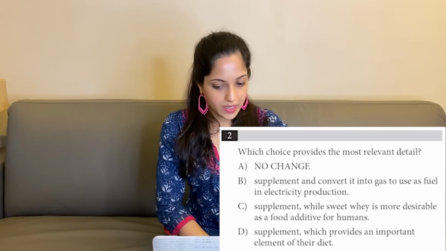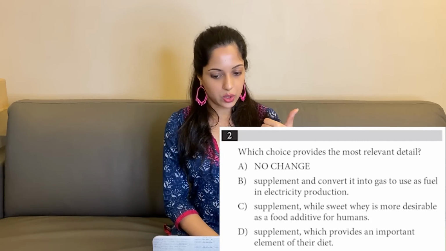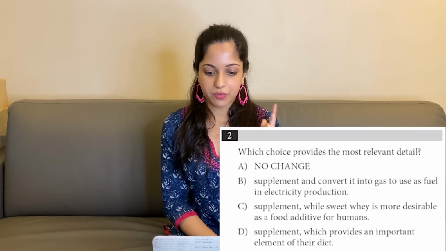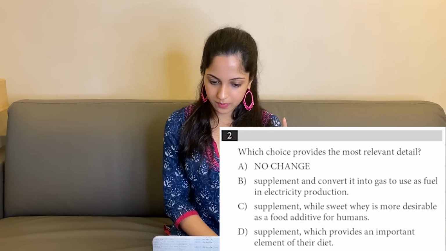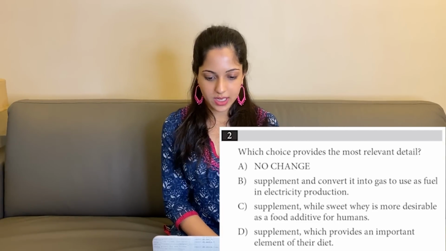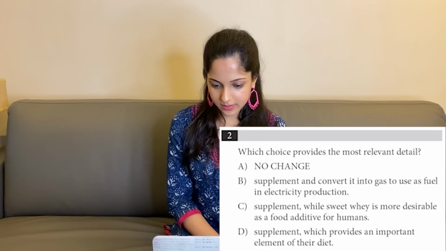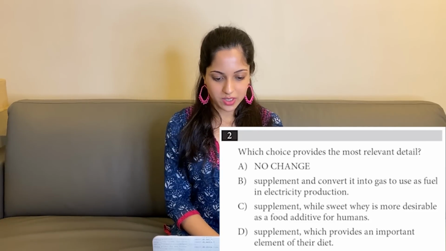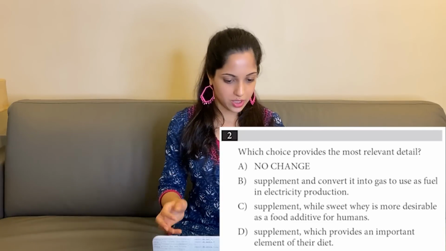Okay, let's go to question number 2. Which choice provides the most relevant detail? A, no change. B, supplement and convert it into gas to use as a fuel in electricity production. C, supplement, while sweet whey is more desirable as a food additive for humans. D, supplement, which provides an important element of their diet. Okay, clearly there's some change going on.